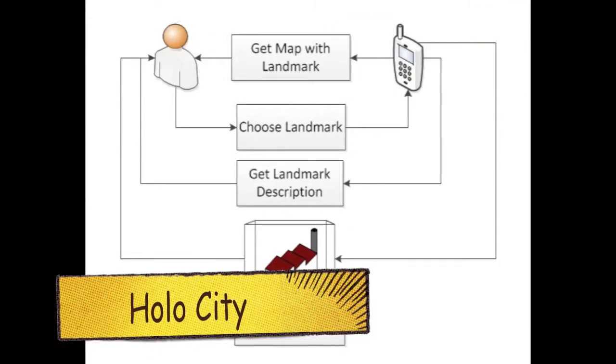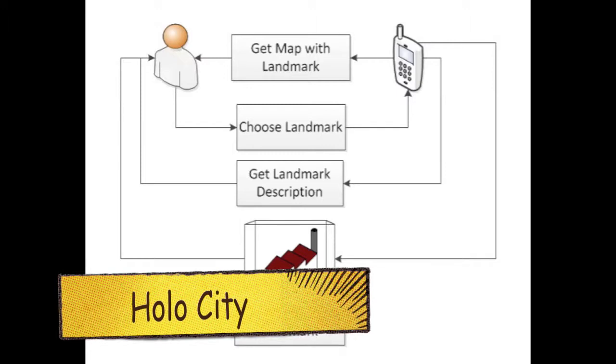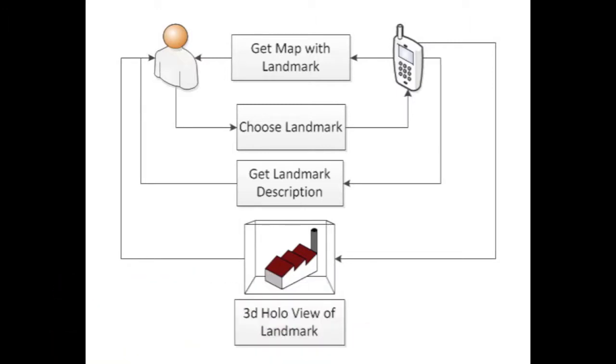Next, we're going to have a very interesting function called HoloCity. HoloCity is a function that displays a landmark in 3D or holographics. When we enter the HoloCity function, a map overlaid with landmarks will be shown. You touch one of them, and two things happen. First, on the phone, a description of the landmark is shown. At the same time, the phone will send a signal to the projector, and the projector will then project the corresponding 3D landmark in the prism.